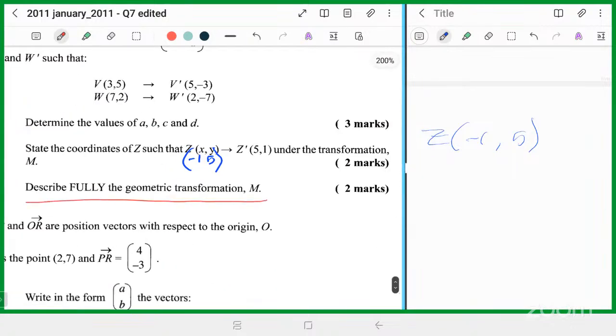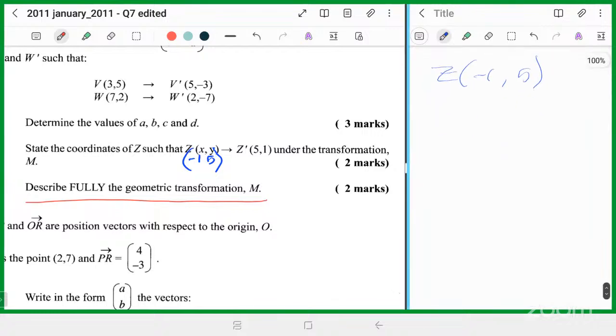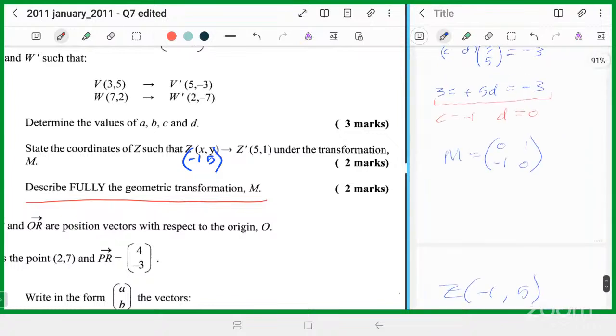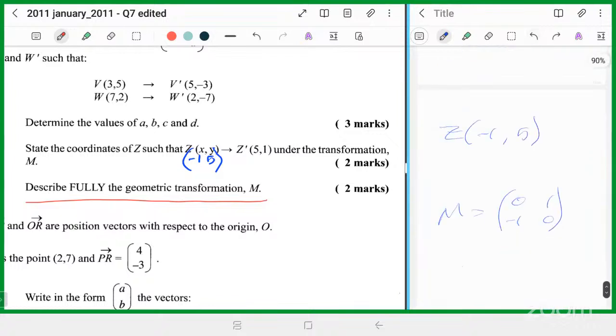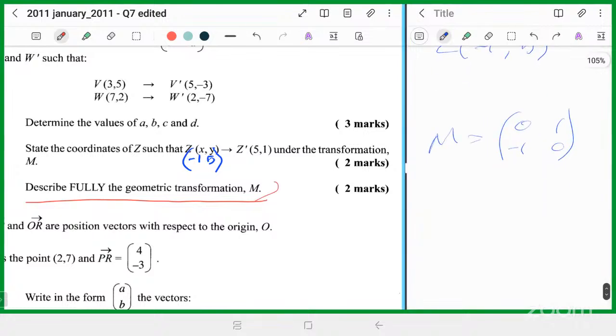Now, describe transformation M fully. So it's good to know the matrix. M works out to be 0, 1, -1, 0. That's what we got for M. Right? 0, 1, -1, 0. See it there? What's the best way to describe this fully by just knowing the matrix? Just know it, rather than go trying to figure it out.